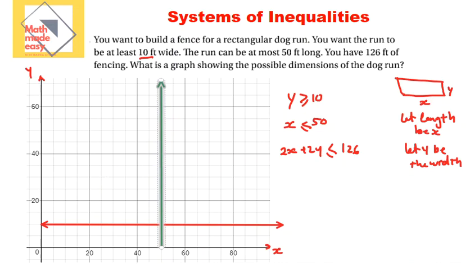Now, my last line that I need to graph here is the one represented by the inequality 2x plus 2y is less than or equal to 126. In this case, I'm going to use the slope, the x-intercept and the y-intercept to graph the line, because it will not be easy to find a slope if I'm skip counting by 50.